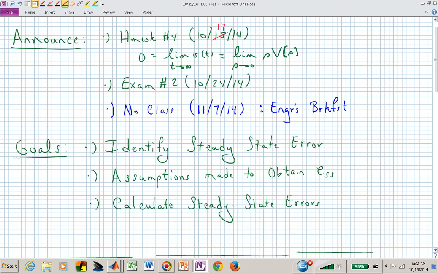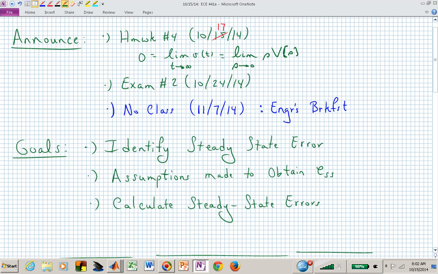Exam number 2 is fast approaching. That's actually a week from Friday, and homework 4 is not due today, it's due on Friday. So trying to keep us on our toes. And a couple weeks after the exam, we will not have class, but if you're a graduating senior, you will be invited to the engineer's breakfast.